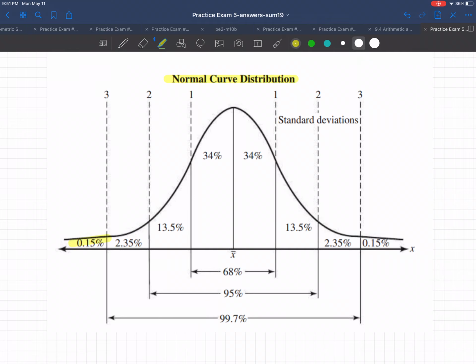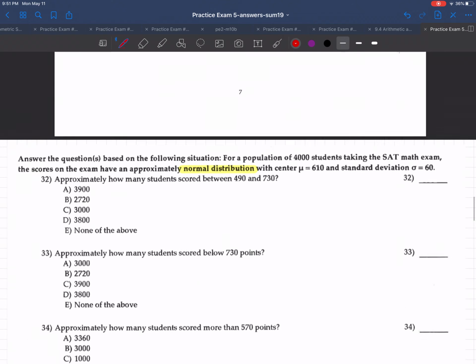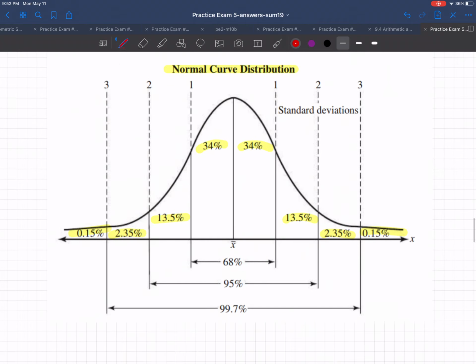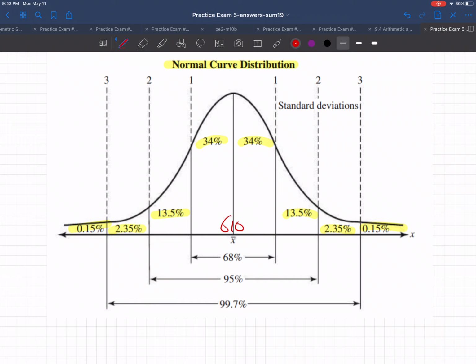These percentages are always the same from one normal distribution to the next. A bell curve, normal distribution, all those names fit. What changes from example to example is the specific numbers at the bottom. Let me show you. So we go here and we go center, mu is 610. So we put that in the center. Right here, 610, right in the center middle.